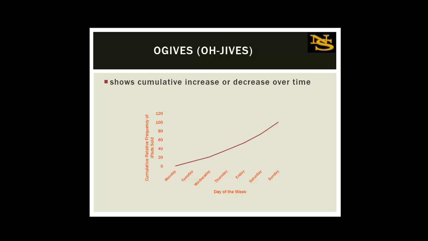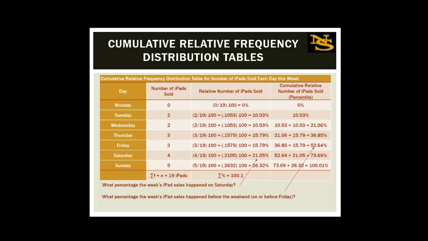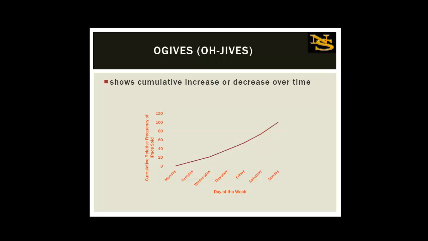So here's our ogive showing cumulative increases or decreases over time. And you can go back and say, okay, the day of the week, Monday. Remember, that was 0, so that represents 0. Then we go on to Tuesday. We had 10.53%. Then Wednesday, representing 21.06%, and so on and so forth. So the height of the line represents the frequency of interest, in this case the cumulative relative frequency, and it's above the respective value of interest, or the day of interest, along the x-axis.